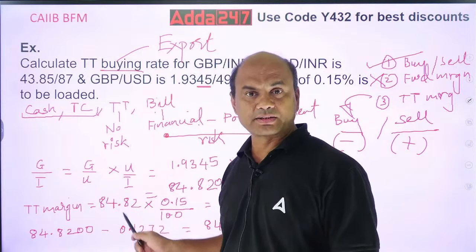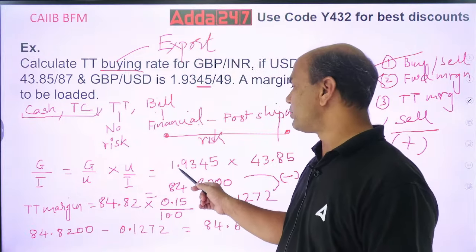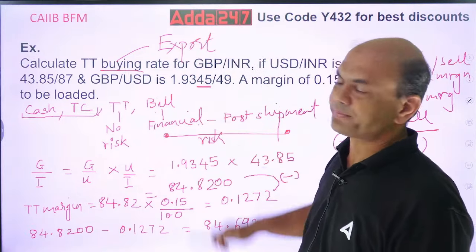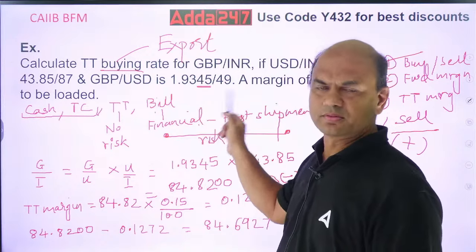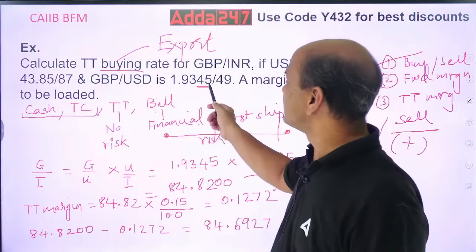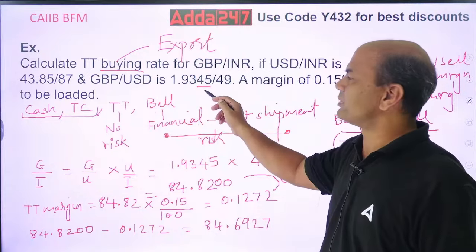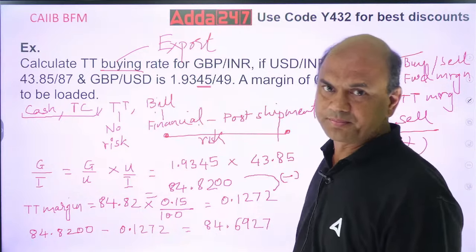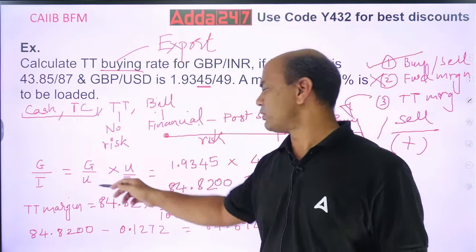So write down the rates now. What is the rate of GBP to USD? 1.9345. See this. But will I use 45 or 49? Which one will I use? I am buying. Whenever I am buying, this is the left side rate. Always remember, left side is always buy, right side is always sell. So I'll be using 1.9345 for GBP to USD.